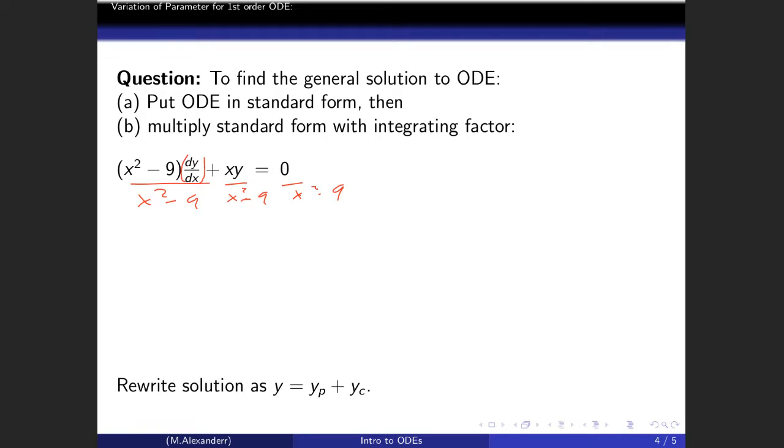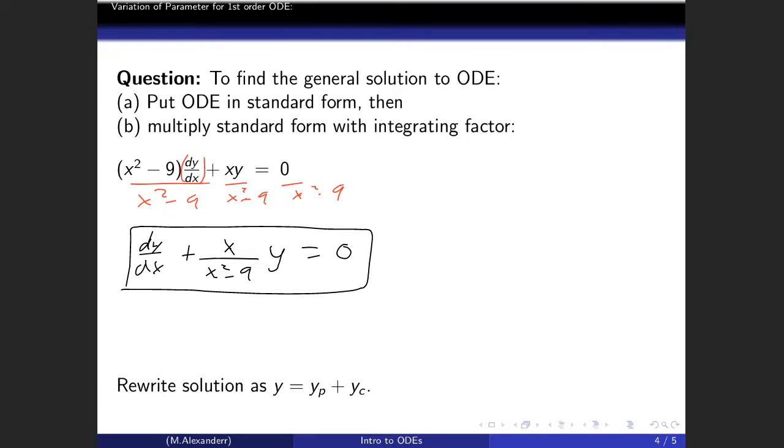We get dy dx plus x divided by x squared minus 9, and then there's a y here, is equal to 0. Okay, so now that you do have the standard form, and again I'll put this in the black box now. So this is the standard form of the differential equation that was given to us. Now that we have this, we have to identify the p function. So the p function is the function that is going to be in front of the y.